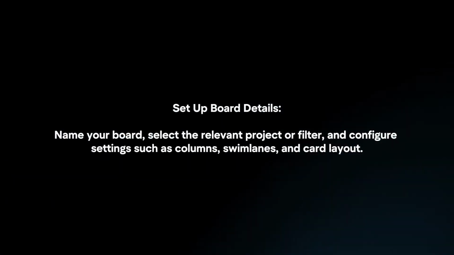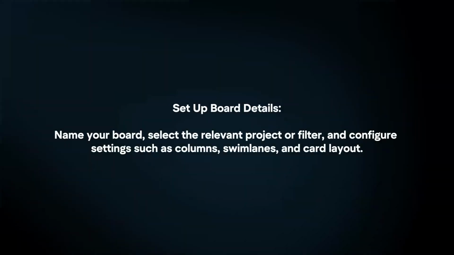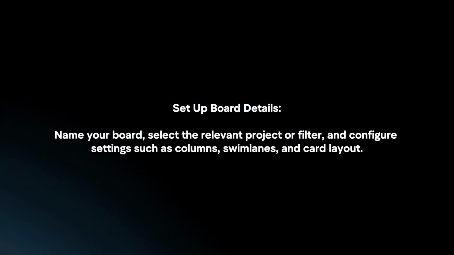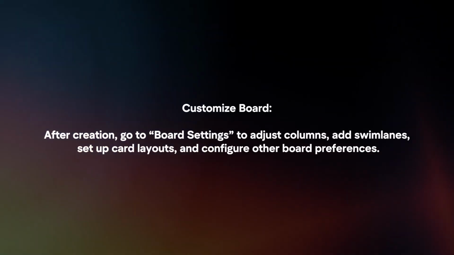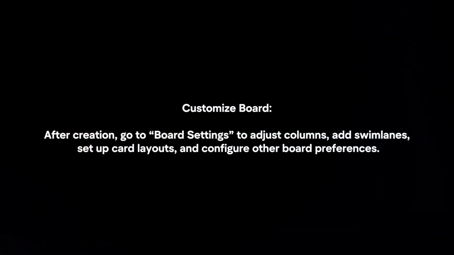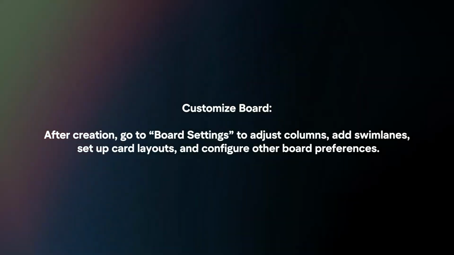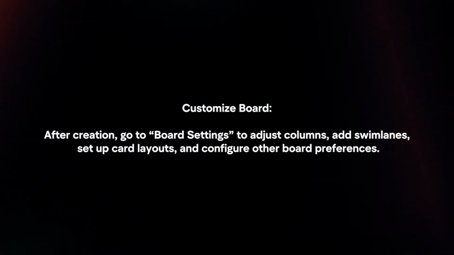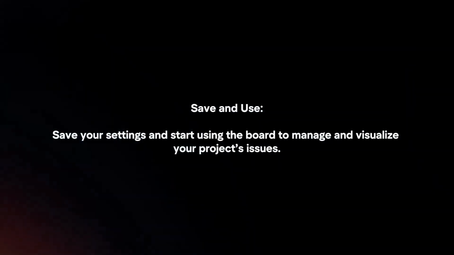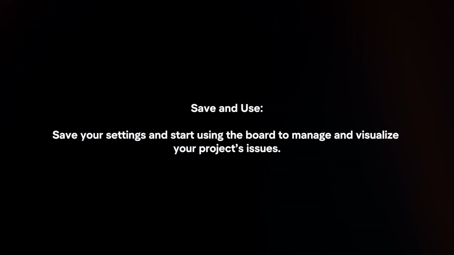Name your board, select the relevant project or filter, and configure settings such as columns, swim lanes, and card layout. Customize board. After creation, go to board settings to adjust columns, add swim lanes, set up card layouts, and configure other board preferences. Save and use. Save your settings and start using the board to manage and visualize your project's issues.